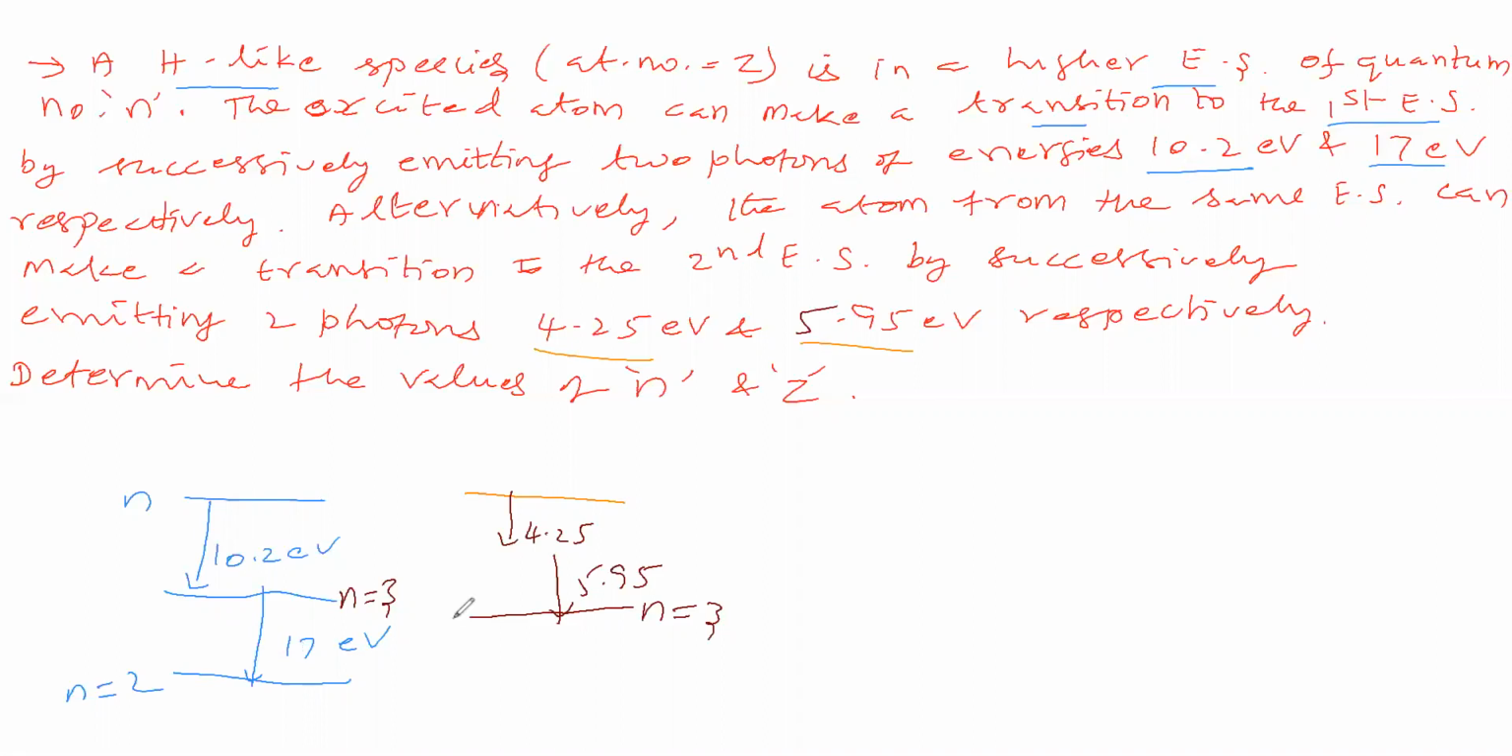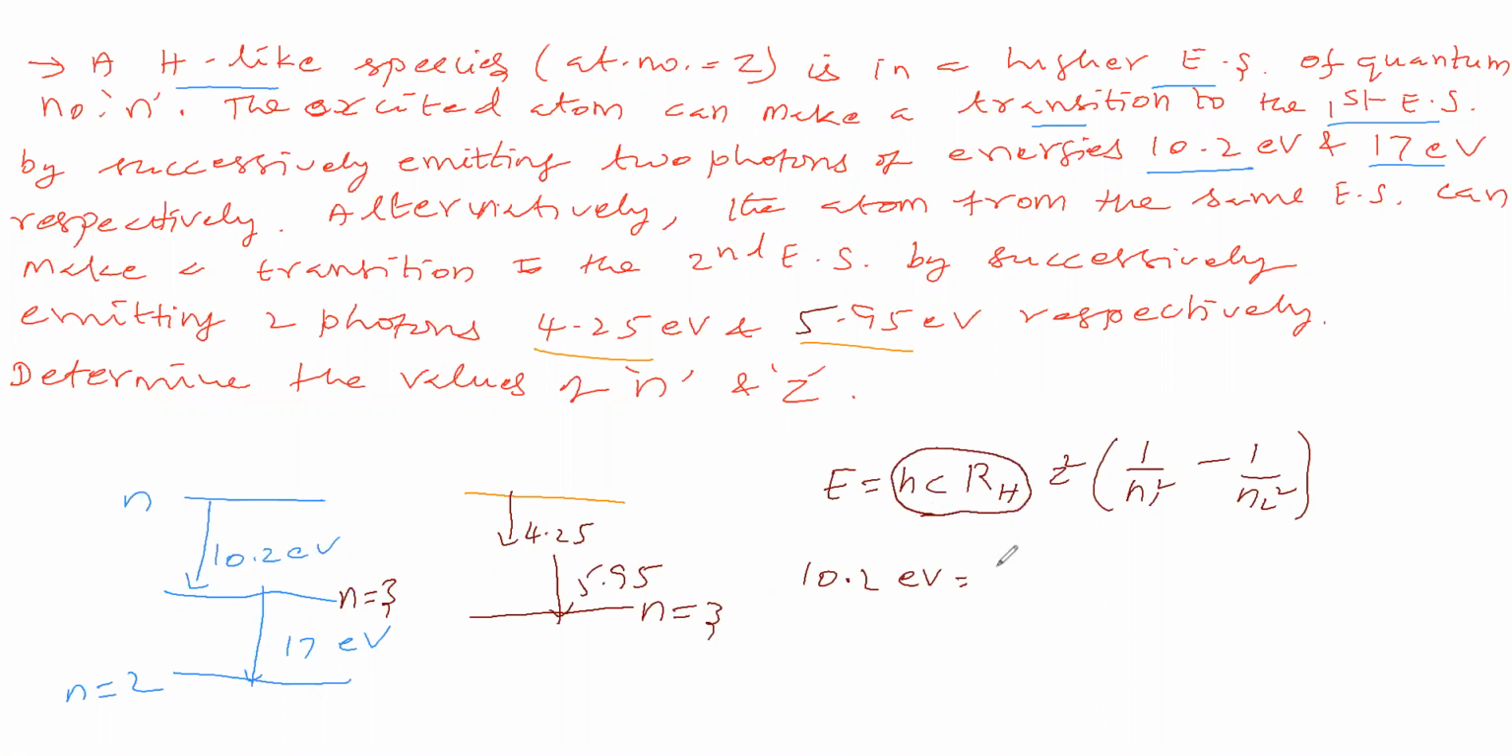Now we'll take energy is equal to hc Rh into Z square into 1 by N1 square minus 1 by N2 square. First, this 10.2 we will take as 10.2 electron volt. Rh is 13.6 electron volt, Z square, 1 by N1 square, N1 is the third level, therefore 3 square, minus 1 by N2 square. N2 is unknown, therefore we will write n square. This is one equation.